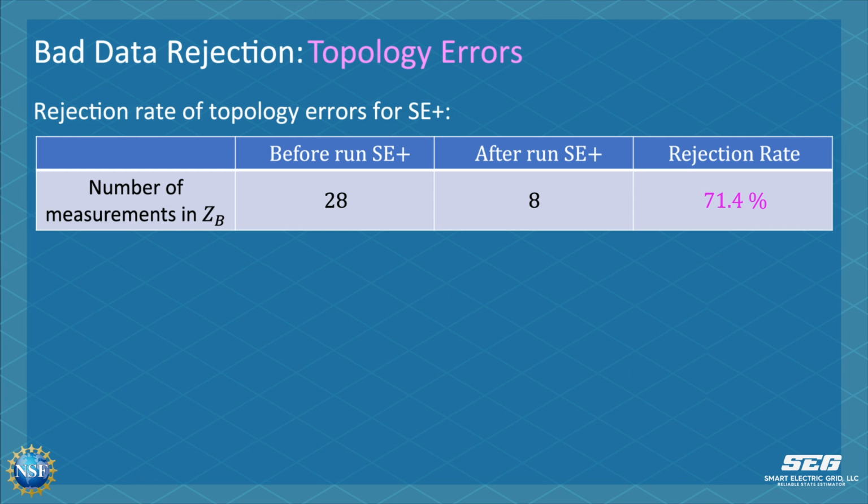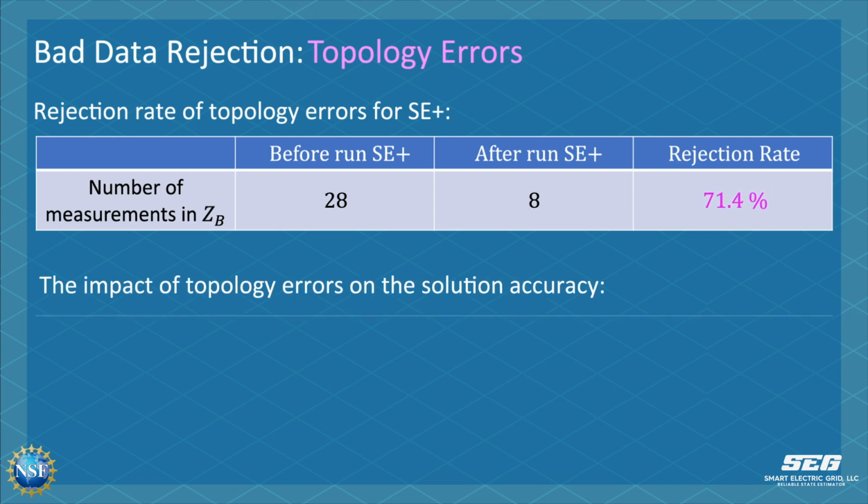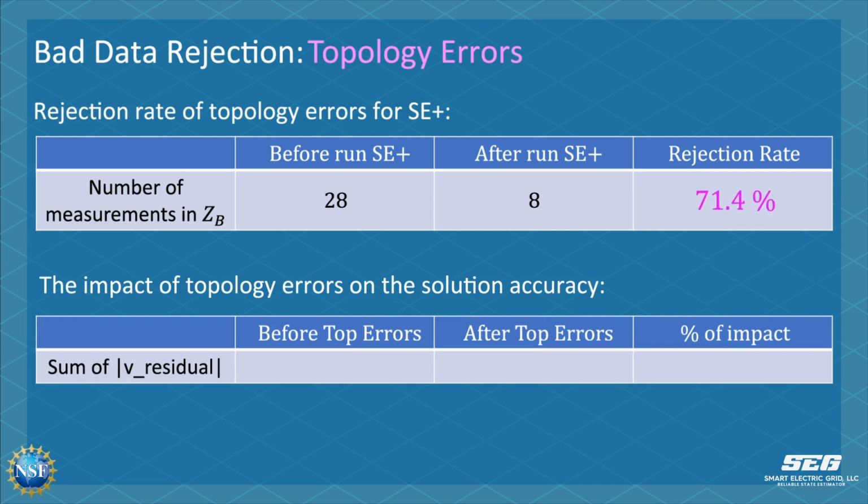The influence of these 10 topology errors was controlled by SE Plus, and the total absolute value of voltage residuals was changed from 13.54 per unit to 13.63 per unit, and the percentage of the influence is 0.67%.